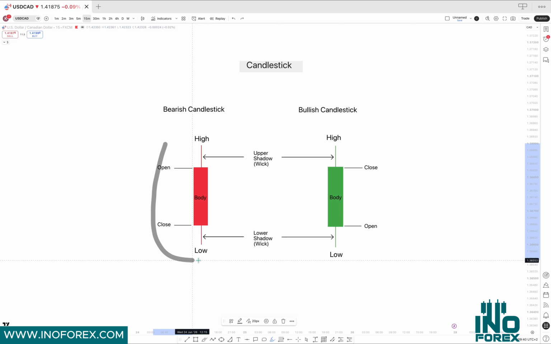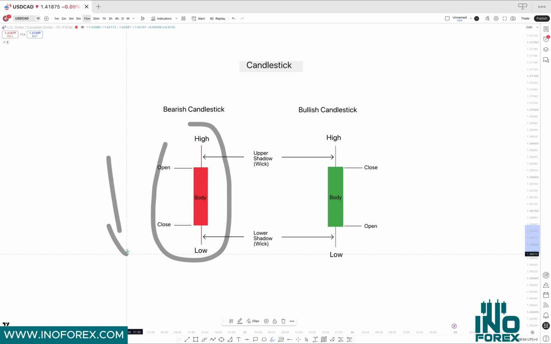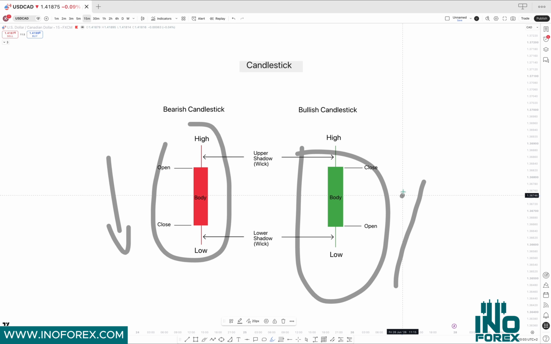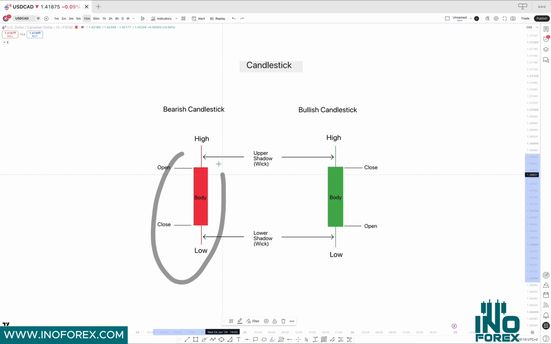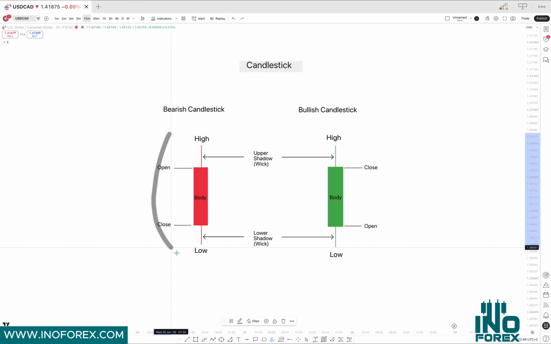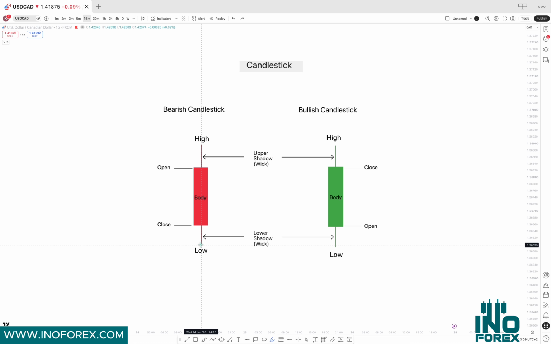If you see a bearish candlestick, it means the market is moving in a downtrend. And if you see a bullish candlestick, it means the market is moving in an uptrend. The bearish candlestick is red and the bullish candlestick is green. I'm going to explain every part of this candlestick. Let's start with the bearish candlestick. This is the high of the candlestick and this is the low of the candlestick. I think it is very easy to identify the high and the low of the candlestick.